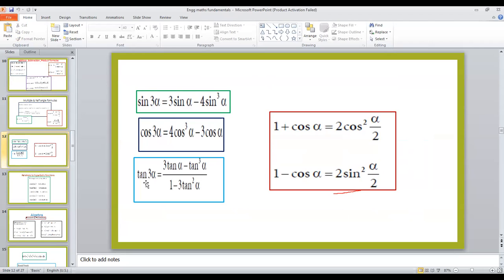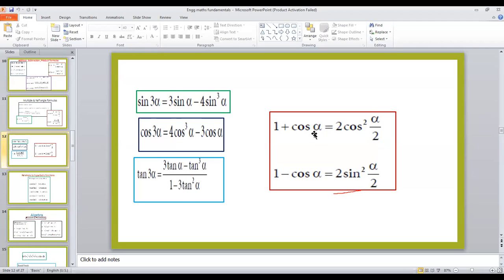One more is there, tan of 3 alpha. Will you construct this formula? So tan of 3 alpha means what? Tan of 2 alpha plus alpha. Use the addition formula. And there tan 2 alpha is what? 2 tan alpha upon 1 minus tan square alpha. On simplifying, you will get 3 tan alpha minus tan cube alpha upon 1 minus 3 tan square alpha.